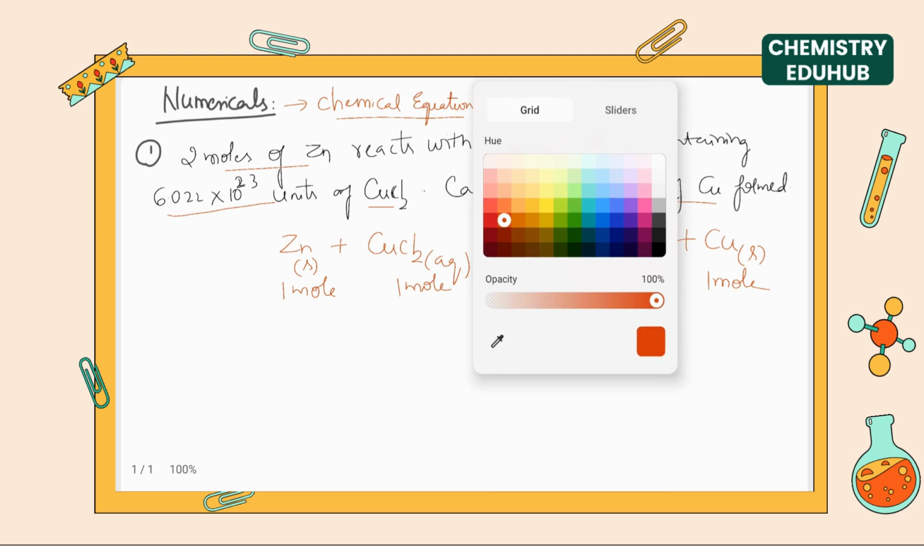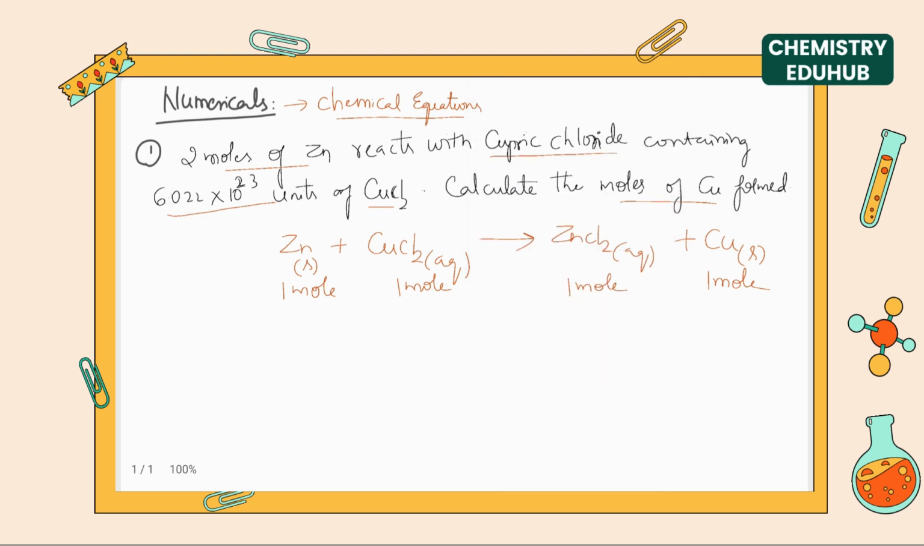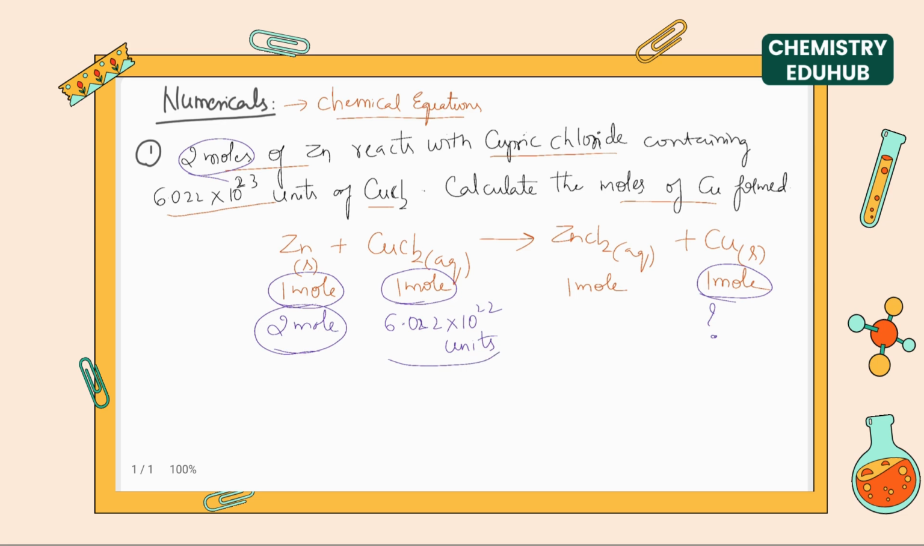But in the question they are saying that 2 moles of zinc is reacting with 6.022 into 10 power 22 molecules or units of CuCl2, which gives rise to how much amount of copper. So here we need 1 mole of zinc and 1 mole of copper chloride to form 1 mole of copper. But instead we are taking 2 moles of zinc.